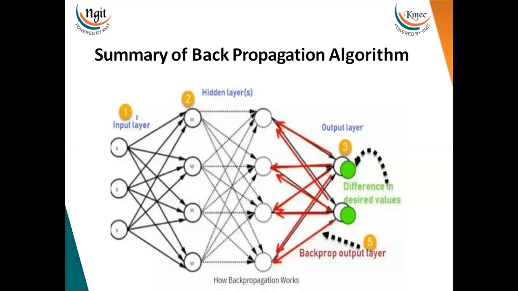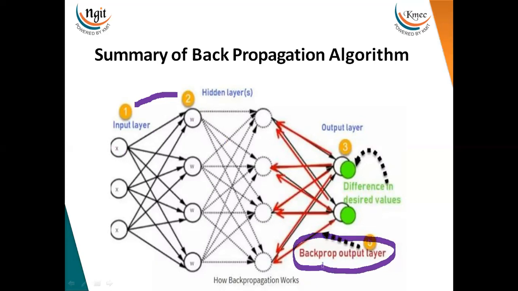Now we have the input layer, then we have hidden layers. The input layer will have some weights assigned to it, then input and weight will be multiplied. You will have the weighted sum, then that weighted sum and the bias will be transformed to the output. At the output layer, you will find the difference between the desired value and the predicted output, and based on that, you will back propagate.